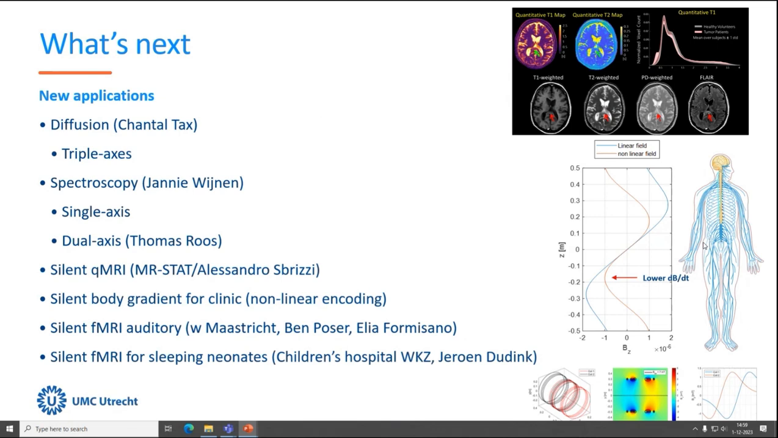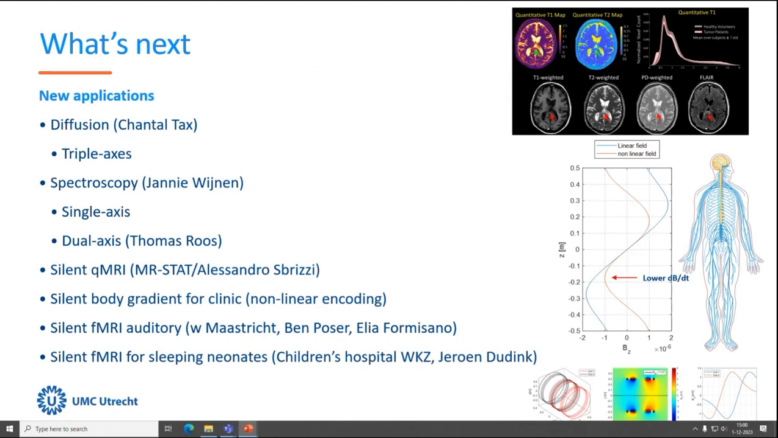What else? Of course, this was all head. The clinic really likes to have body. So with an OTP funded by our Dutch government here, we can go to body. We're building a coil now. Of course, you get the PNS thing again. So we do a segmented version, and that introduces non-linear gradient fields. And we now work on how to reconstruct data in this non-linear regime. It seems promising, so we continue.